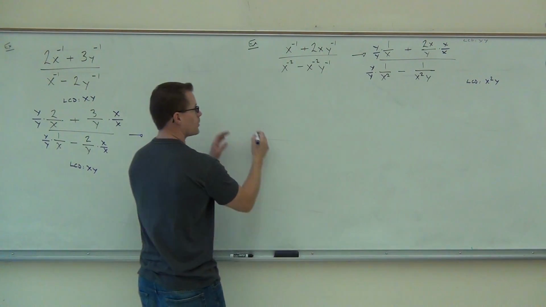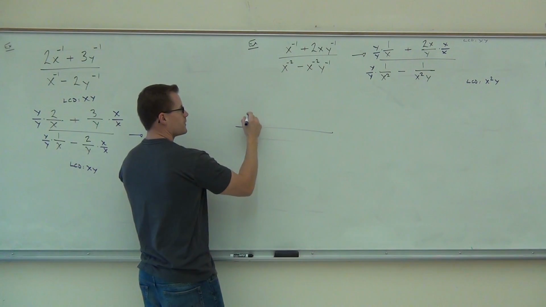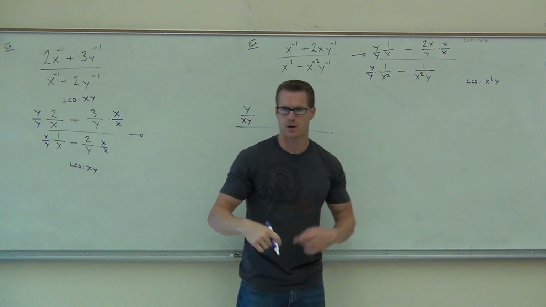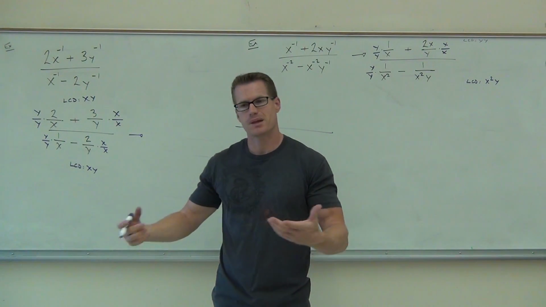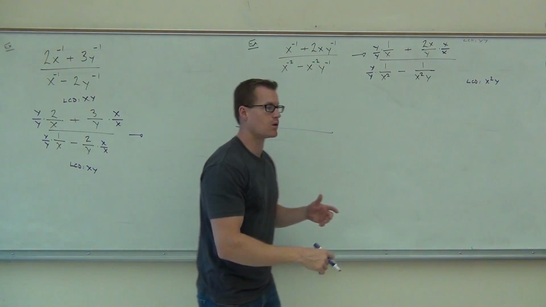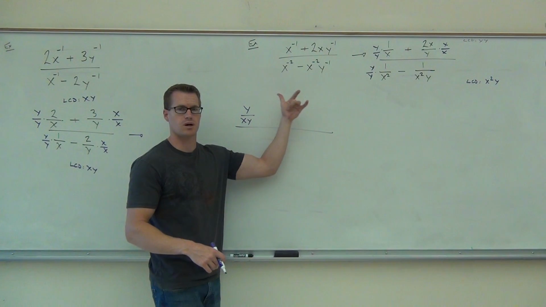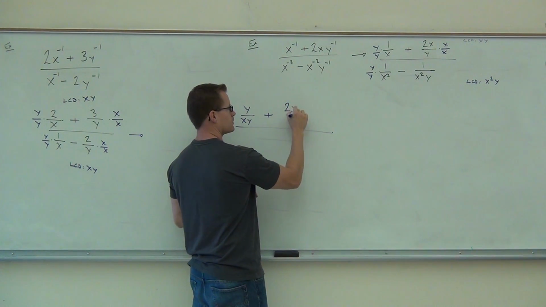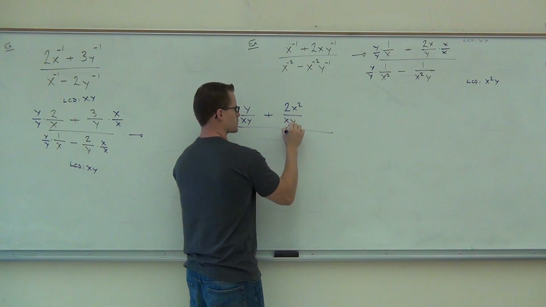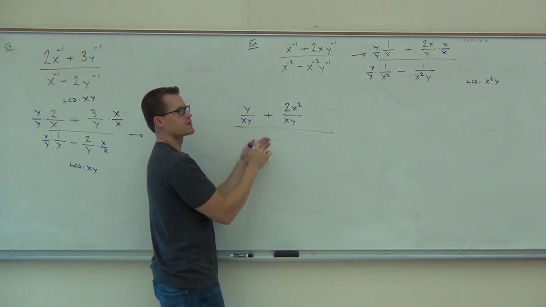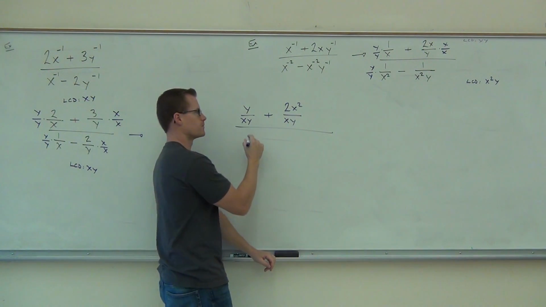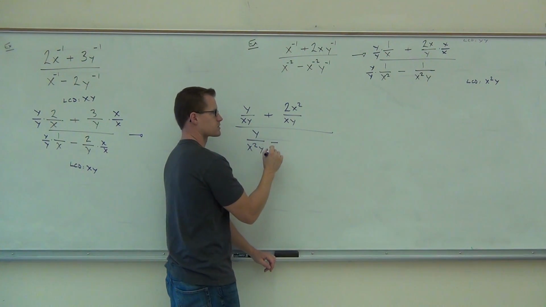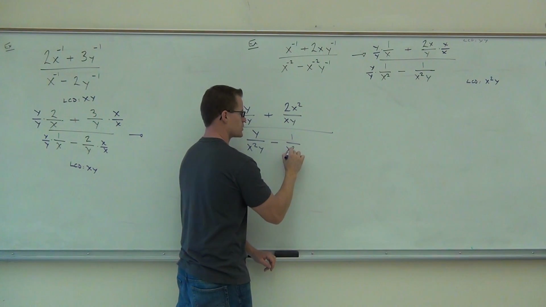Okay, let's keep going. On the numerator, I've got y over xy. You still with me on this, ladies and gentlemen? I know we're going a little quicker than normal, but we have done this stuff several times now. Are you okay on getting the y over xy? What's the next fraction that I get? 2x squared over x. Oh, it's looking good already. We have the same thing. On the denominator, how much do I get, please? Quickly. y over x squared.